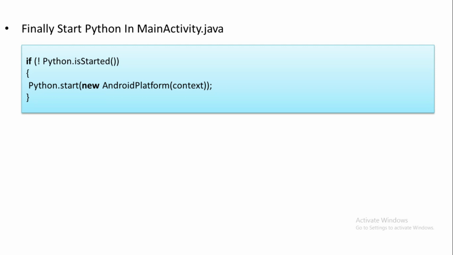Now run your app and check. If there is no error in building the project, then Python is successfully set up in your Android project.